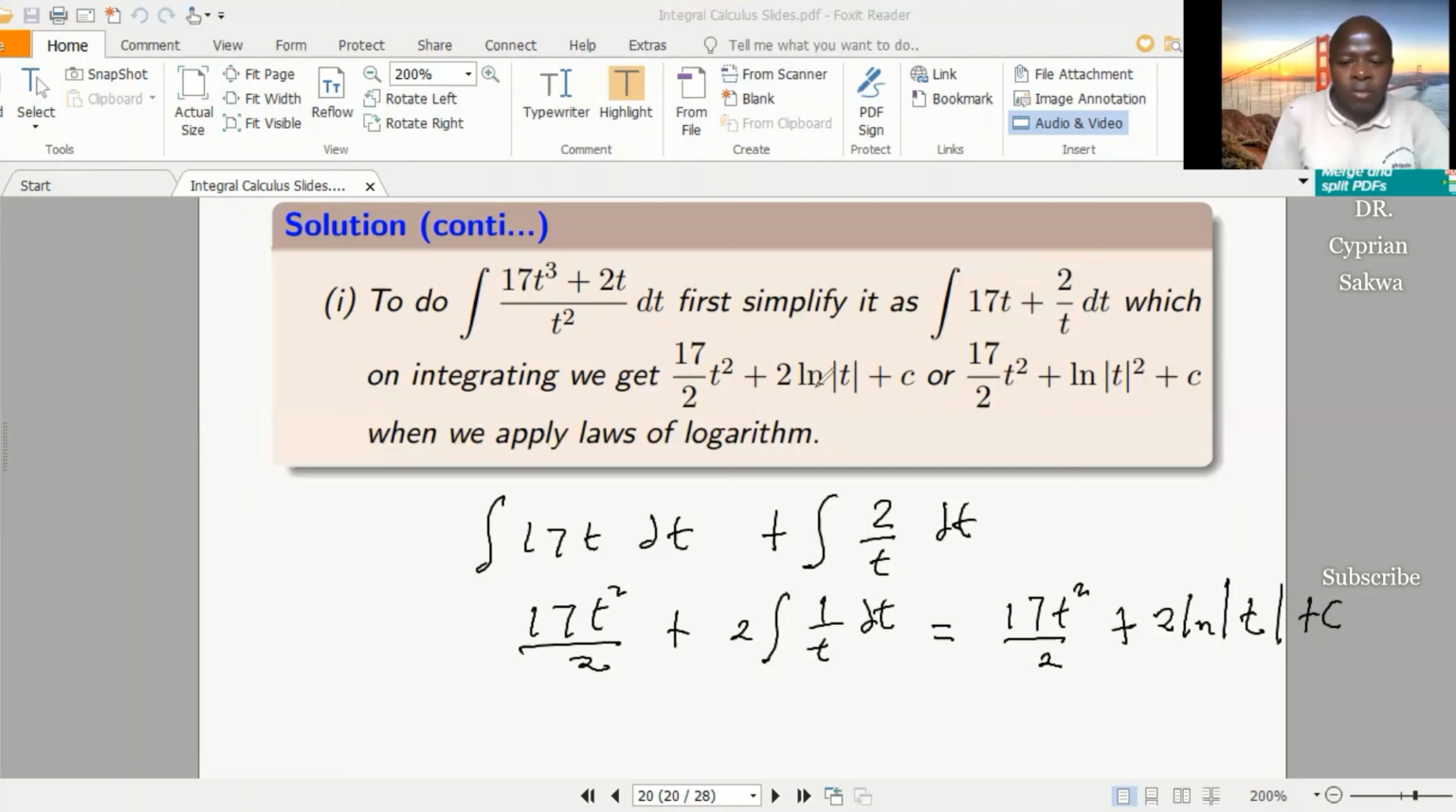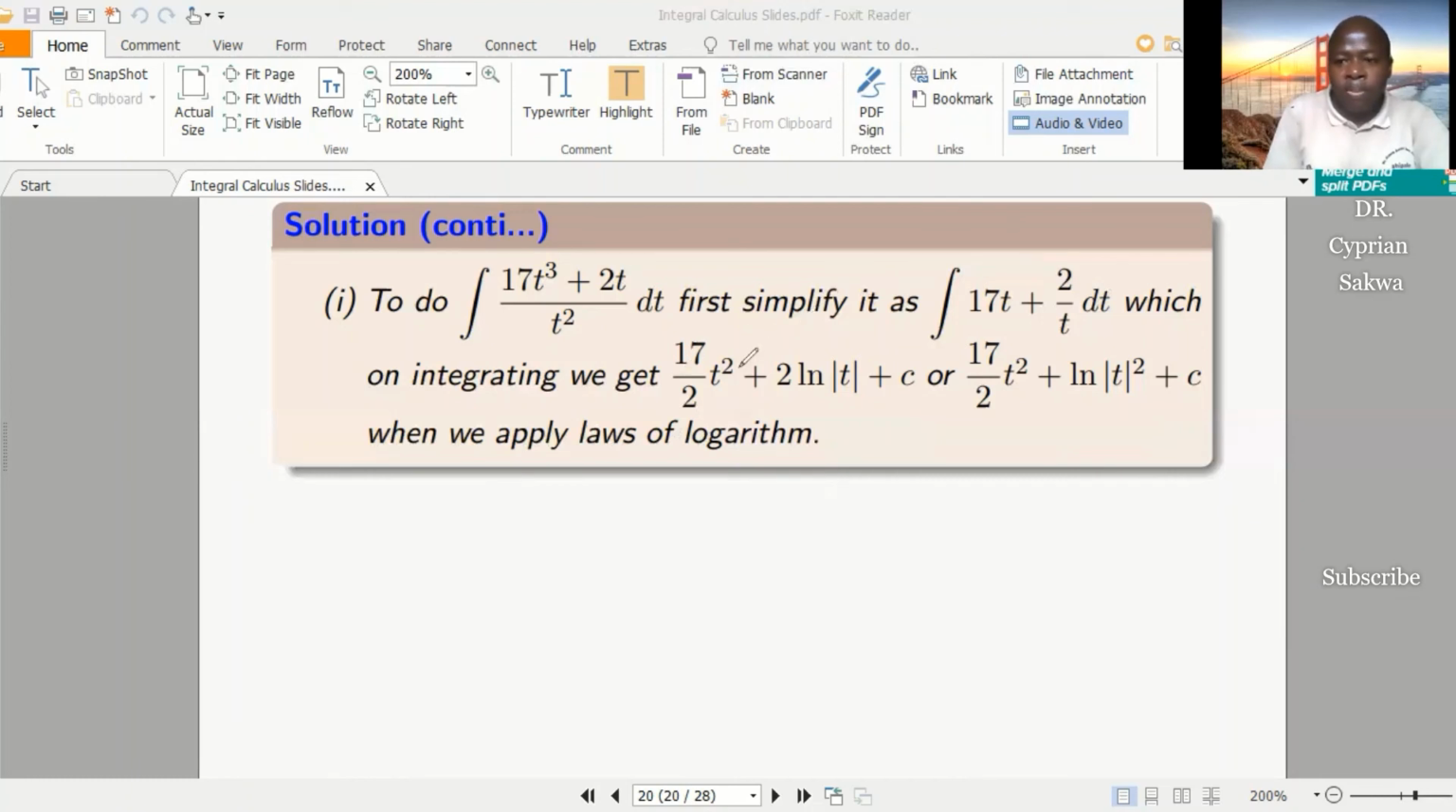You can also use the laws of logarithm, which means this can be a power of t, so that's what I did: if I'm using the laws of logarithm, then the 2 can come here as a power. So that's how we do integration by substitution. I'll be doing more examples on this before we go to another topic.